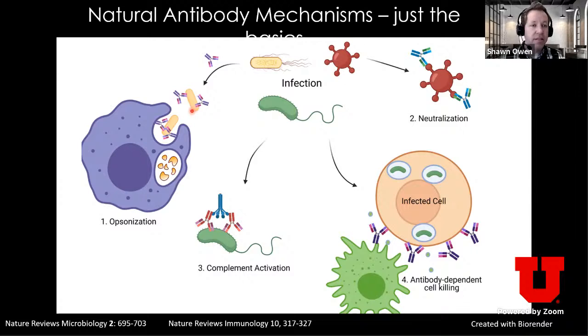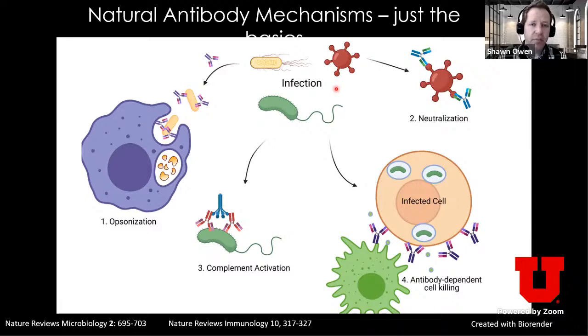This literally translates into making it tasty. And so once this becomes opsonized, these special immune cells like macrophages or neutrophils will then interact with the signaling portion of the antibody and eat whatever has been presented to them and destroy it.